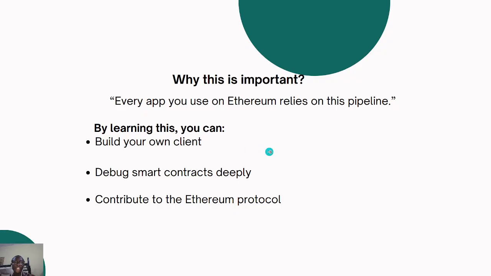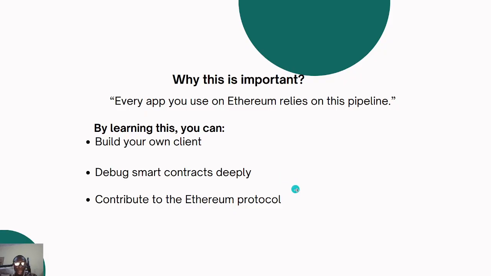And one of the things you get after having a thorough understanding of this flow, this pipeline, is that you'll be able to debug smart contracts deeply. You're not just writing smart contracts, you know what's happening. That's one of the things that makes me love protocol. I don't just want to be doing things without really understanding why they happen. Yeah, it's called critical thinking actually.